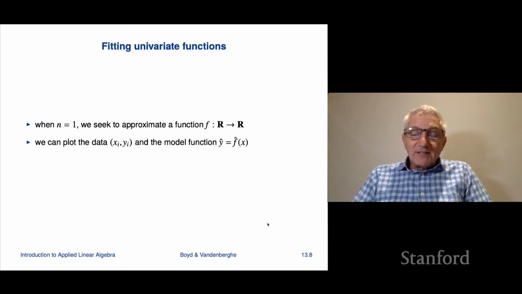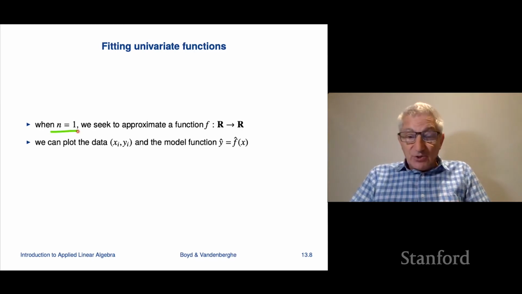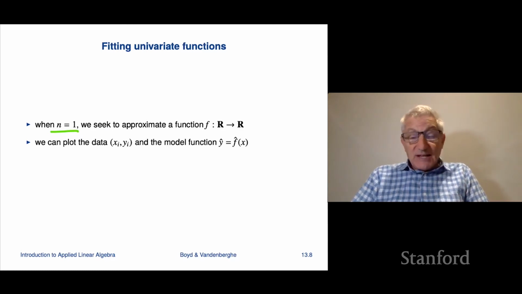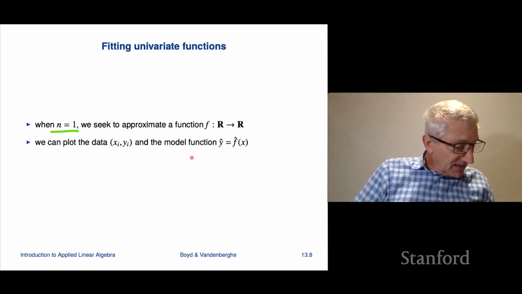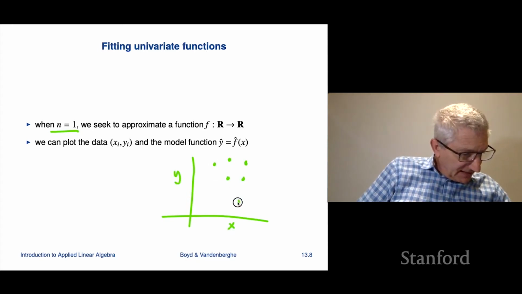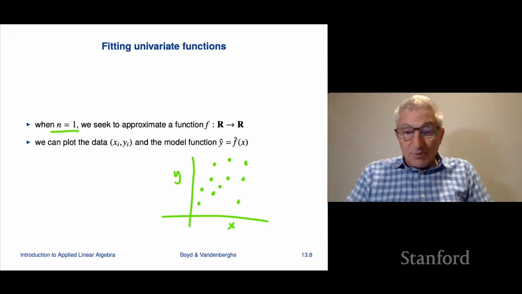We're now going to look at the topic of fitting univariate functions. That basically means n equals 1, so the so-called feature vectors or independent variables, x, is just a scalar. What that means is we can actually do a scatter plot of the data. For example, this is x, this is y, and my data might look like just a bunch of points like that. So I can plot them like that, and that's a scatter plot.